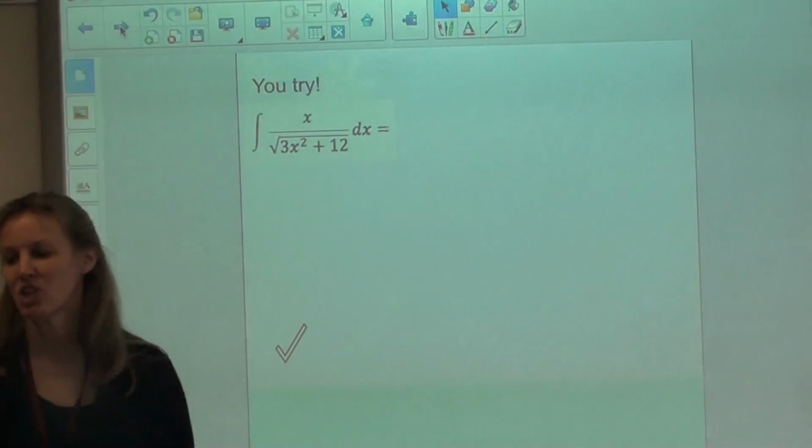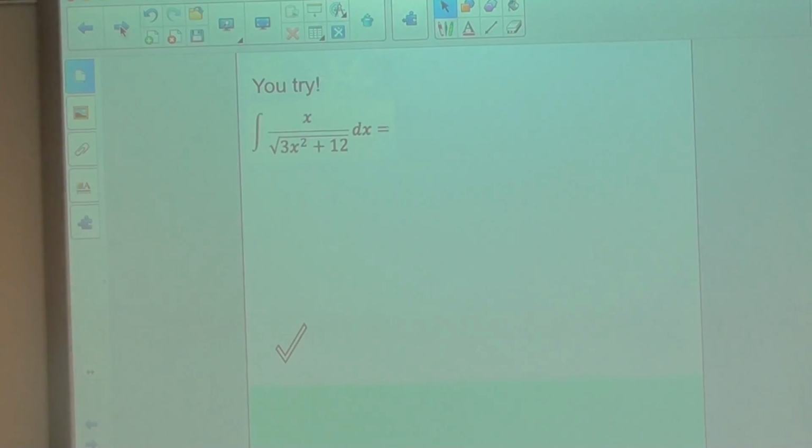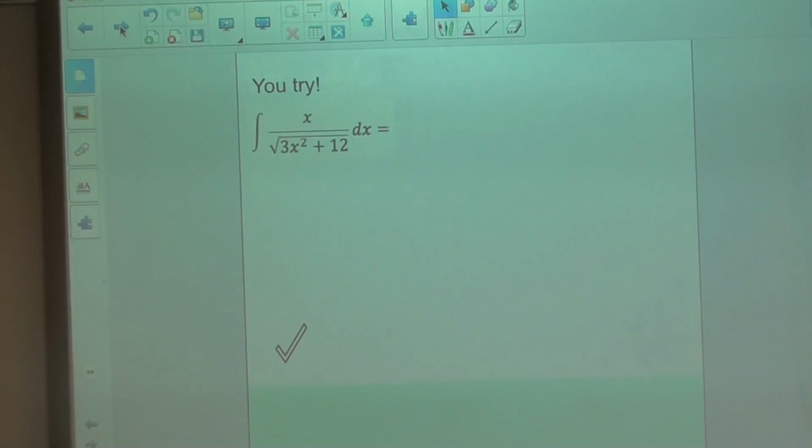Good. All right, give this one a try. Just a word of advice, before you do anything else, personally, I would pull a root 3 out in front of the integral, a 1 over root 3, to start with, so that you don't have to mess with a u substitution on the 3x squared.